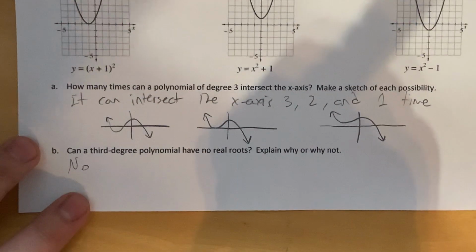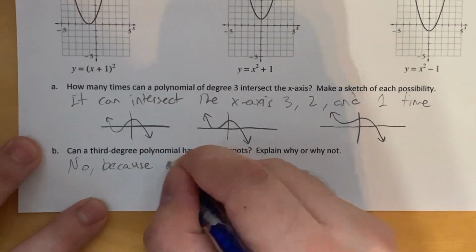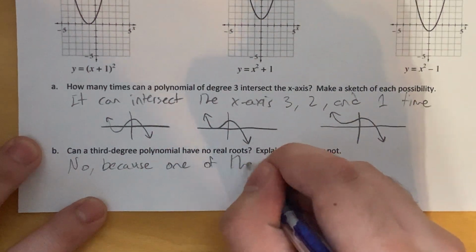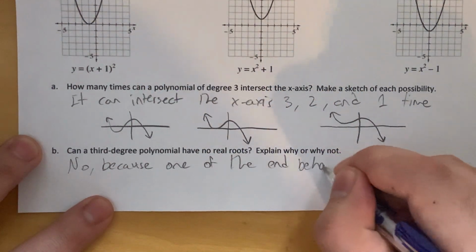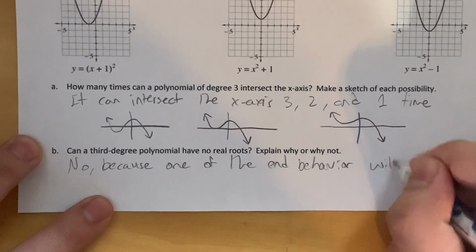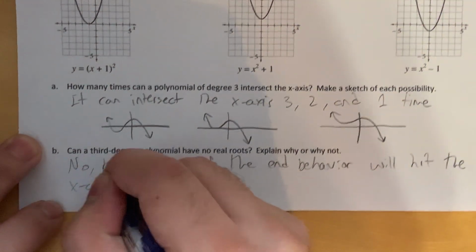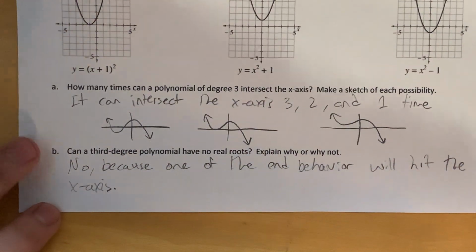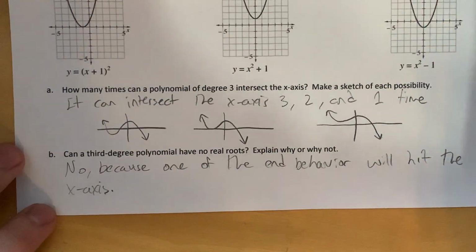And why? Because one of the end behaviors will hit the x-axis. And that's it. That's all we needed. All we need to know. So let's go on to the second page.